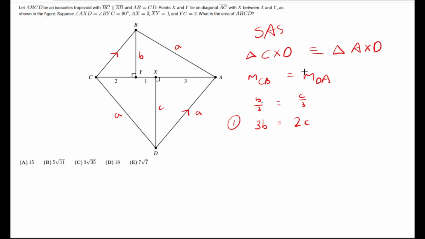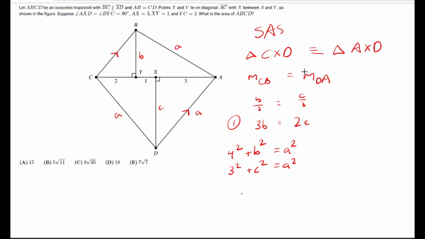How can we create a second equation? Well, we can do Pythagorean theorem. We have some right triangles. We actually have 4 right triangles. Are there any more? No, I think that's it. But yeah, so we can do Pythagorean theorem. YA is 4, so 4 squared plus B squared equals A squared. And what else is equal to A squared? 3 squared plus C squared is also equal to A squared.